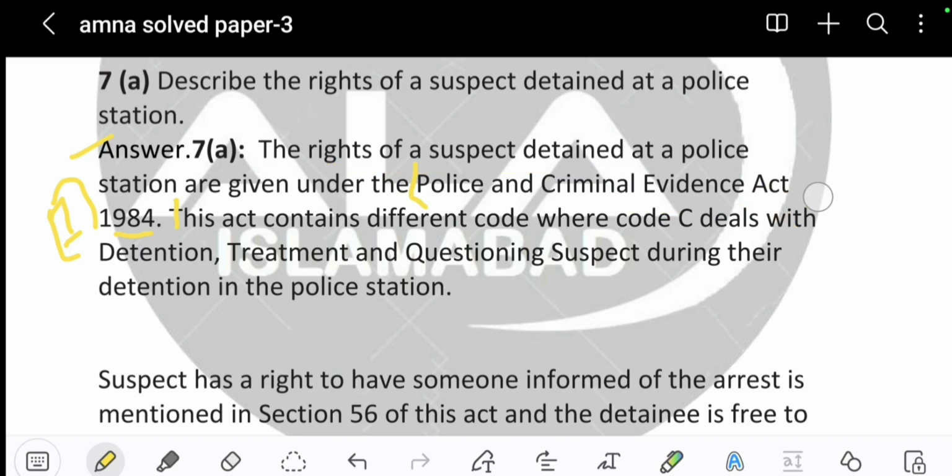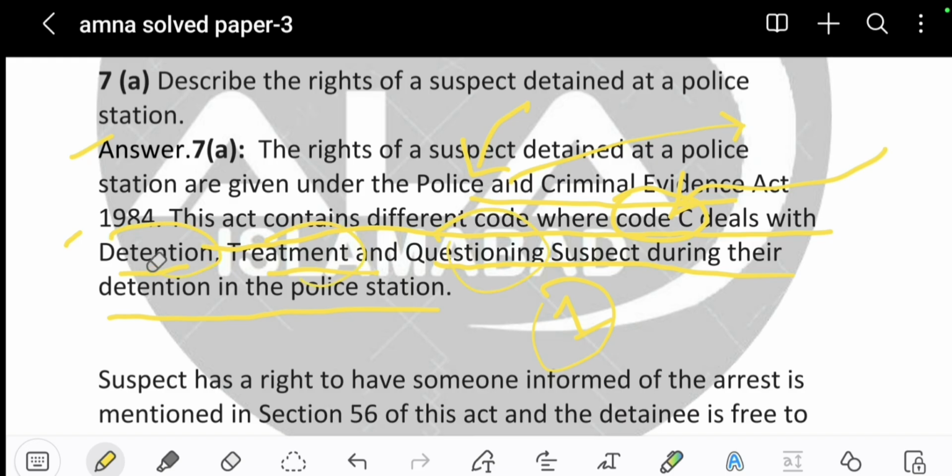Now I'm going to the next line. This act contains different codes, where code C deals with detention, treatment and questioning of suspects during their detention in a police station. Now you will get 1 more mark. Why? Because you have added the code C, because remembering different codes is the most important thing. So if you memorize that the Police and Criminal Evidence Act contains a code C, and that code C contains detention, treatment and questioning of a witness or a suspect, if you have clearly mentioned this in your answer, you will definitely get 1 more mark from here.